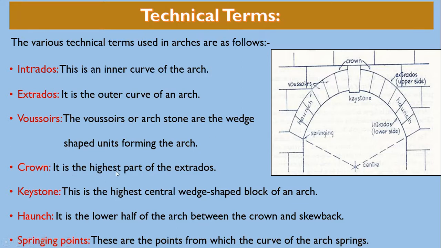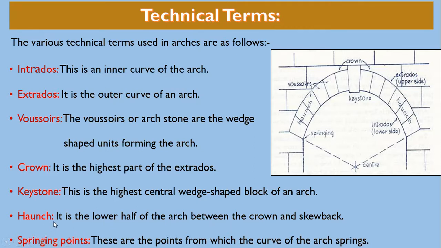Crown. It is the highest part of the extradus. The highest part of the extradus is called the crown. So this is the crown, the highest part. Keystone. This is the highest central wedge-shaped block of an arch. So this is called the keystone. This is the keystone, the highest central wedge-shaped block.